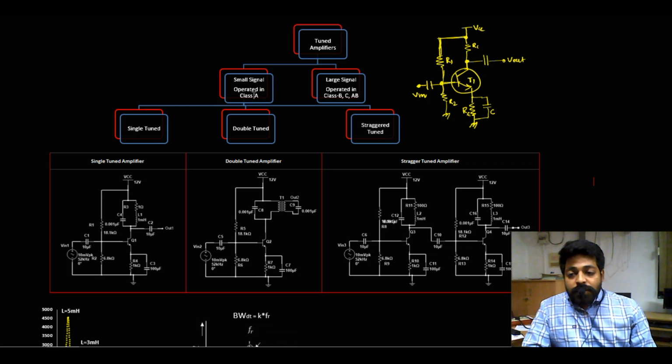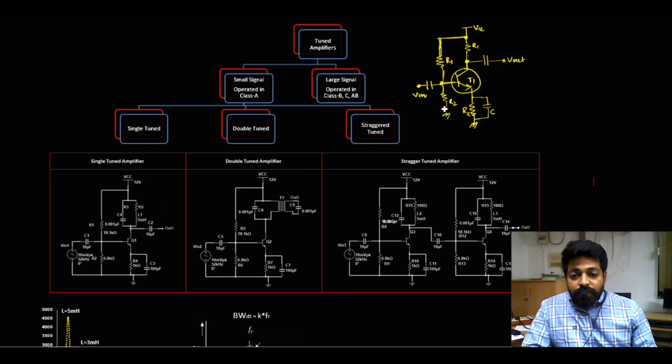And small signal class A tuned amplifiers are classified into three: single tuned amplifier, double tuned amplifier, and stagger tuned amplifier. So in this session we'll try to do the simulation for these three amplifiers. The single tuned will have a circuit diagram like this, and the double tuned like this one, and the stagger tuned like this one. We'll try to do the simulation one by one.